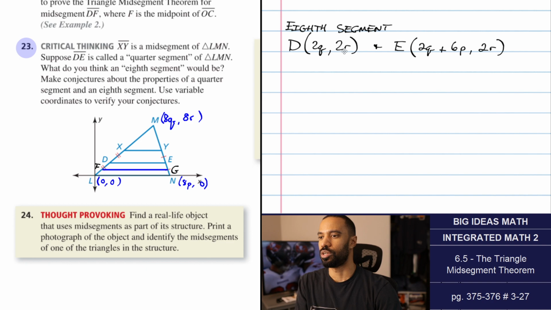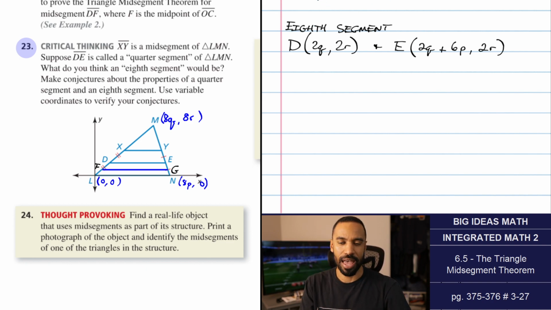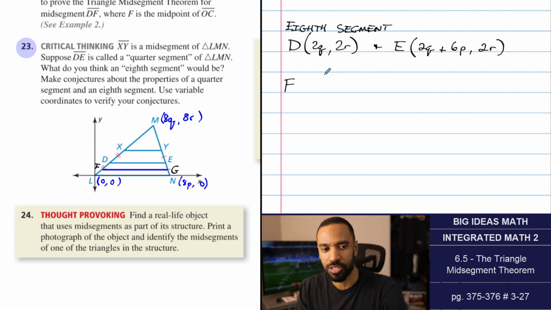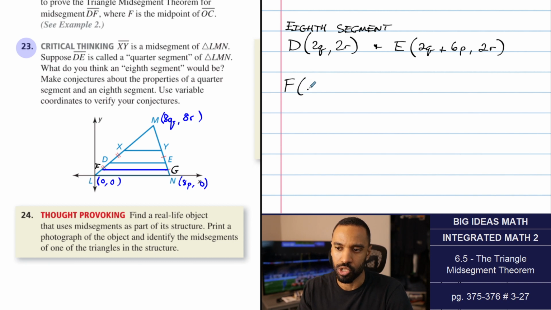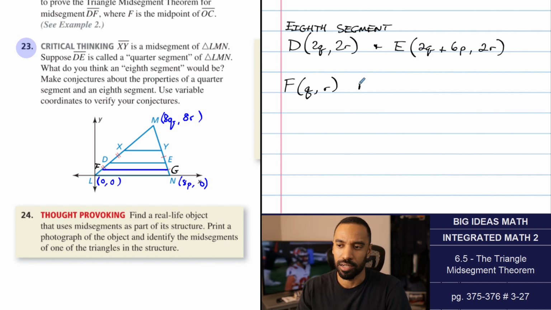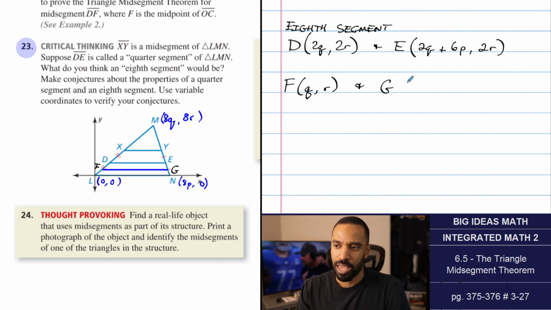All right, so there's D and E. Let's talk about F and G. F is the midpoint of segment LD, so halfway between 0, 0 and 2Q and 2R. This is where you get Q and R. This is why I went to 8 times bigger, so that I could avoid fractions. G is halfway between E and N.